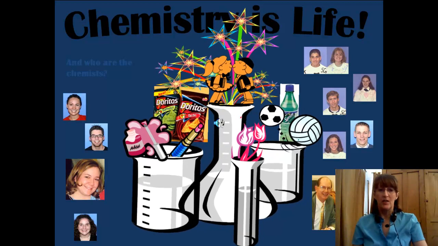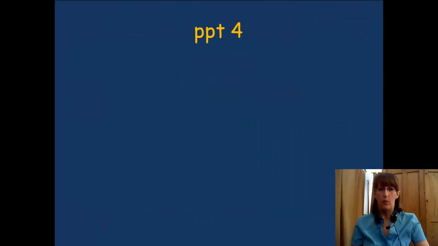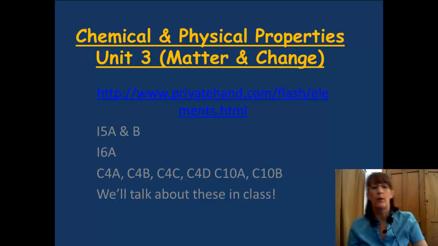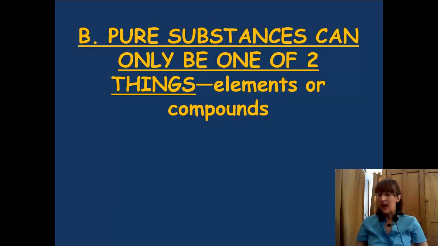Okay, Borger High School, this is the fourth PowerPoint, and we're talking about chemical and physical properties, Unit 3 for chemistry. And we're on capital letter B on your notes, so find capital letter B. It should be at the bottom of page 3.